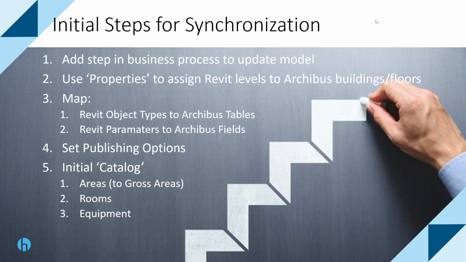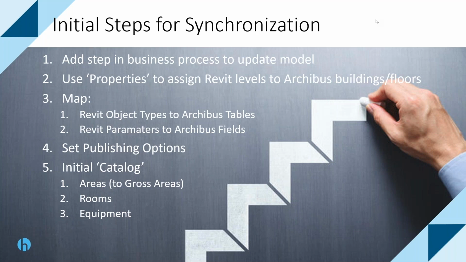So step 4 is to set up your publishing. You might have to modify some of the way that Archibus publishes. You might have to specify the layers for 2-dimensional publishing. You might have to specify what objects will show up in what format in the Archibus Space Console. Those things you should do at least once at the beginning. And then lastly, of course, is the initial cataloging process. You want to push all that data into Archibus for your areas, your rooms and equipment and so on.